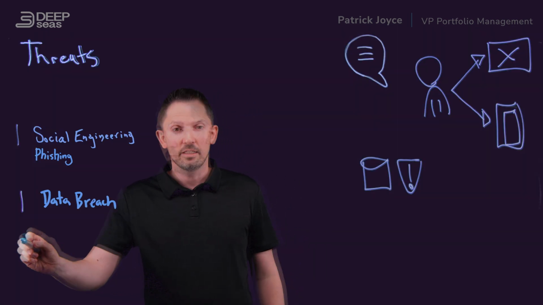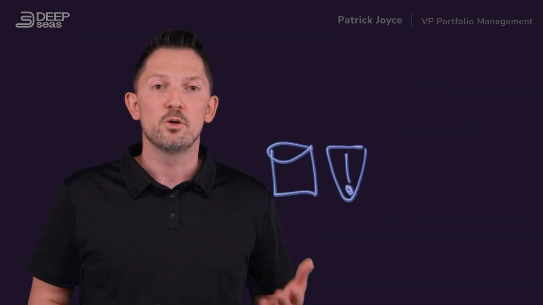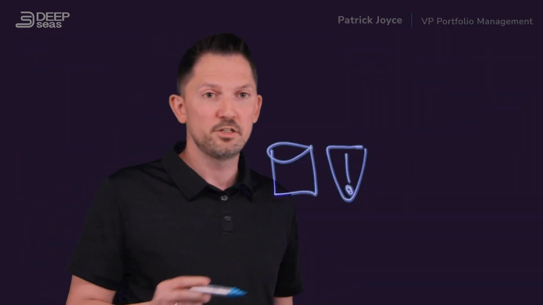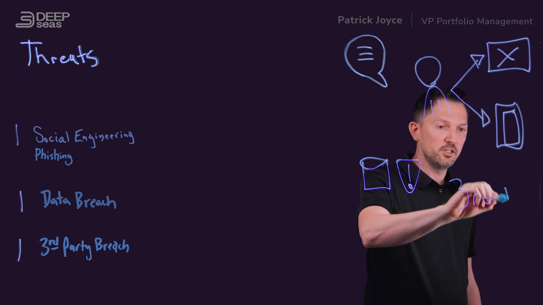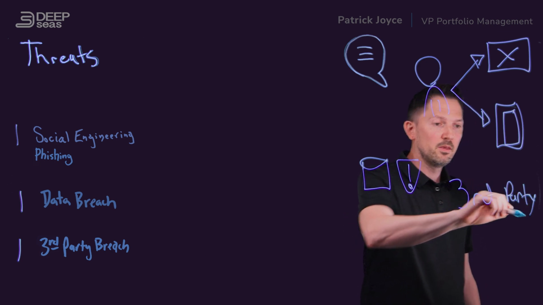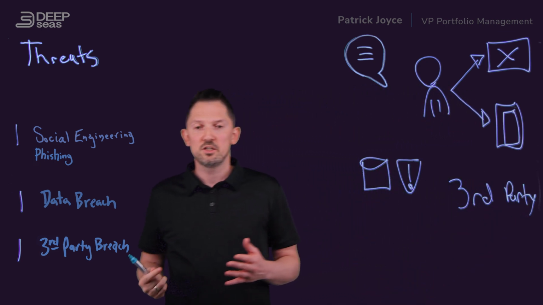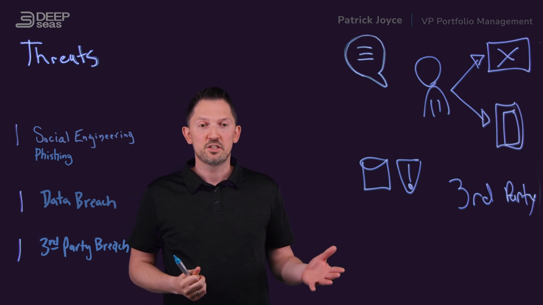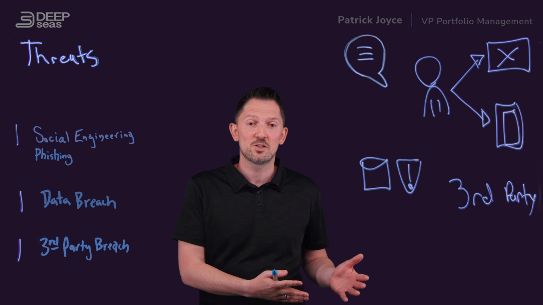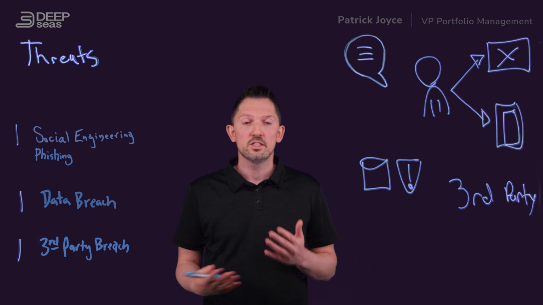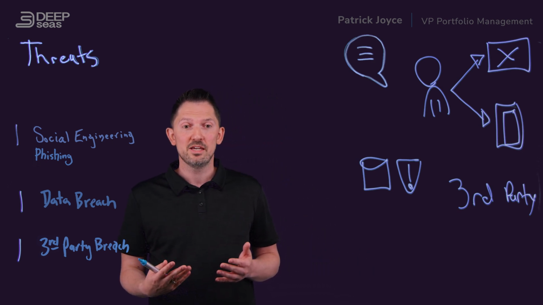Now, finally, let's talk about what happens when a third party gets breached. So we just covered a data breach to your organization. But what happens if an organization gets breached that has nothing to do with you? Maybe a hotel chain, maybe a software as a service company gets breached. Well, in this scenario, you may still be at risk.